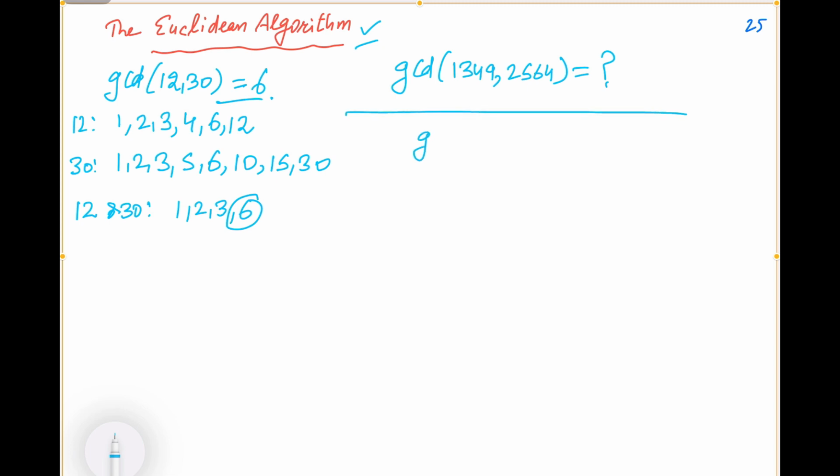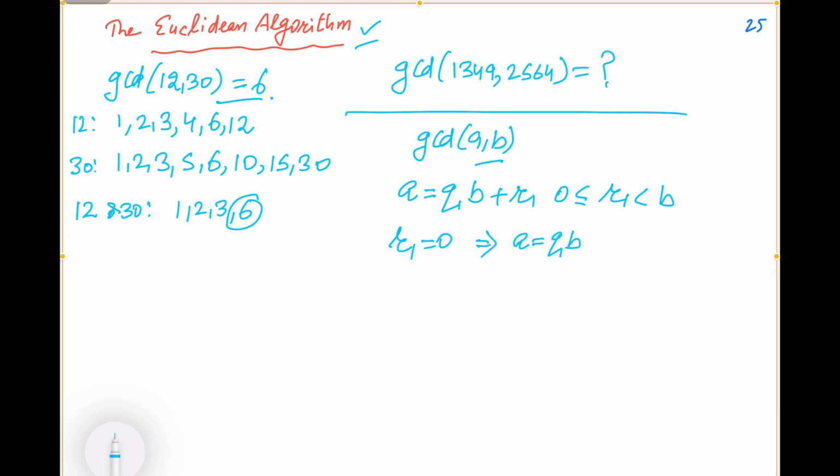Let's try this method. We want to find GCD of A and B. So by division algorithm, we divide A by B. We get quotient and remainder. A equals Q1B plus R1, with R1 lying between 0 and B. If R1 is 0, what does this imply? This equation implies A equals Q1B, which further means B divides A. Now if B divides A, then GCD of A and B is B. So we are done in that case.